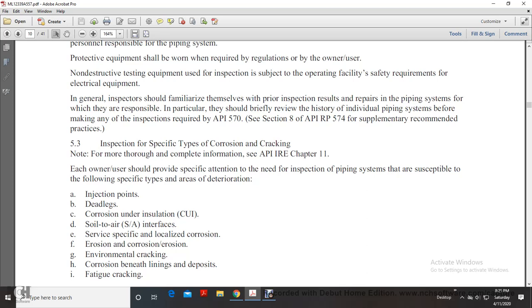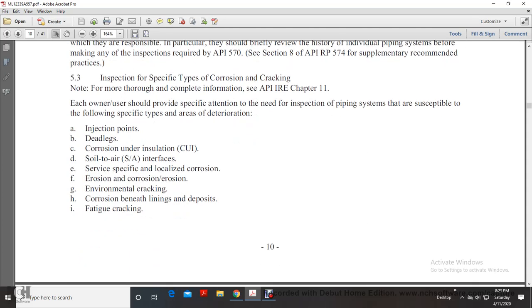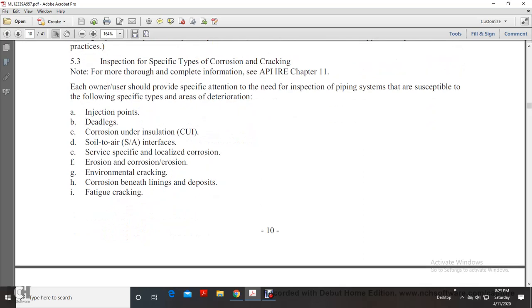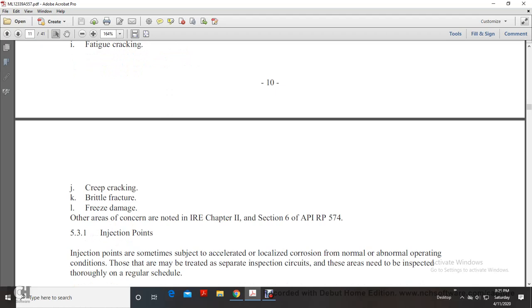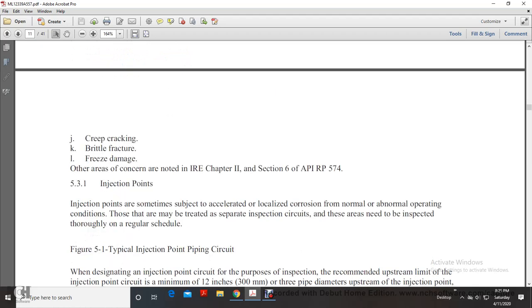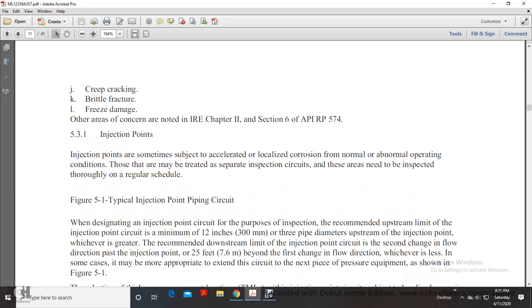Each owner or user should provide specific attention to the need for inspection of piping systems susceptible to the following specific types and areas of deterioration: injection points, dead legs, corrosion under insulation, soil-to-air interfaces, specific and localized corrosion and erosion, environmental cracking, corrosion beneath linings and deposits, fatigue cracking, creep cracking, brittle fracture, and freezing damage. Other areas of concern are noted in API RP 574, Chapter 2, Section 6. 5.3.1 Injection points.